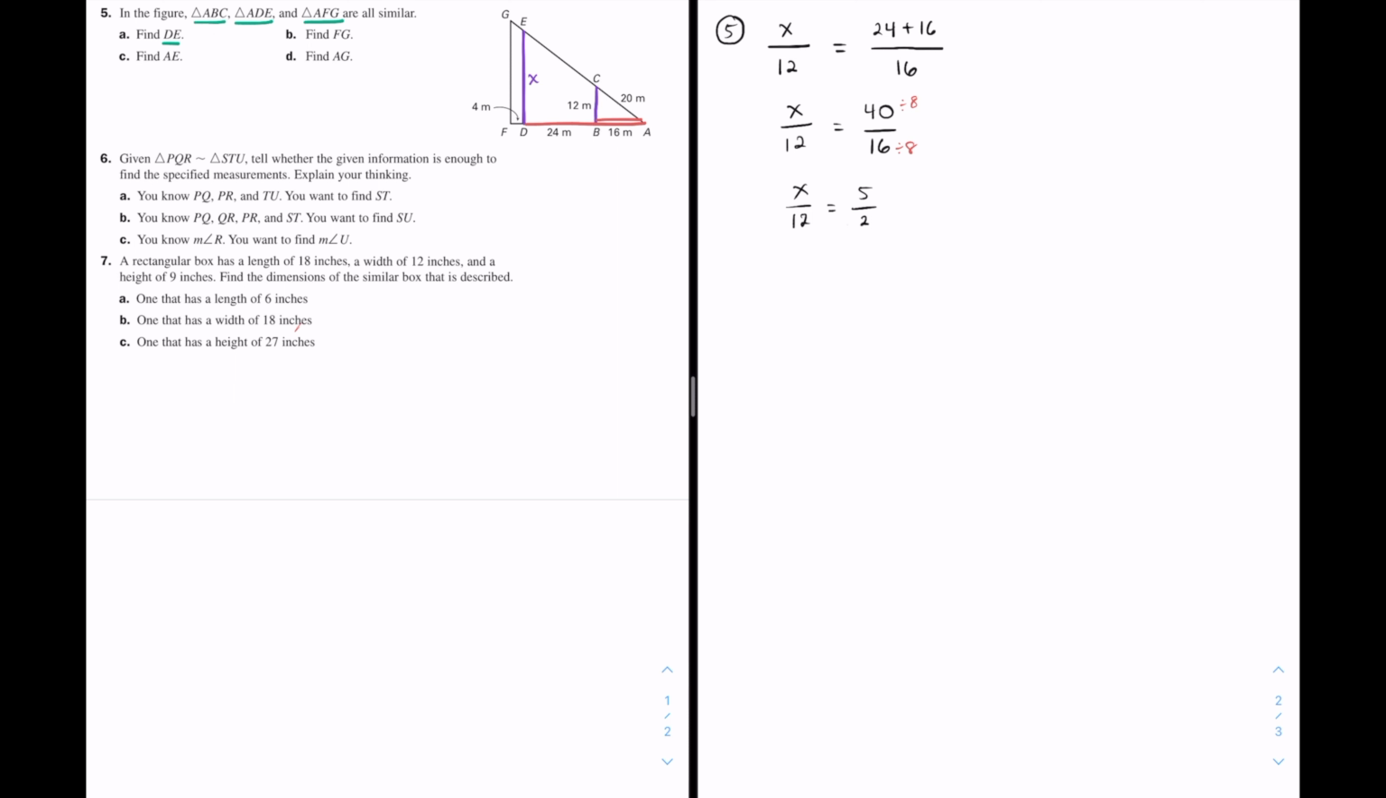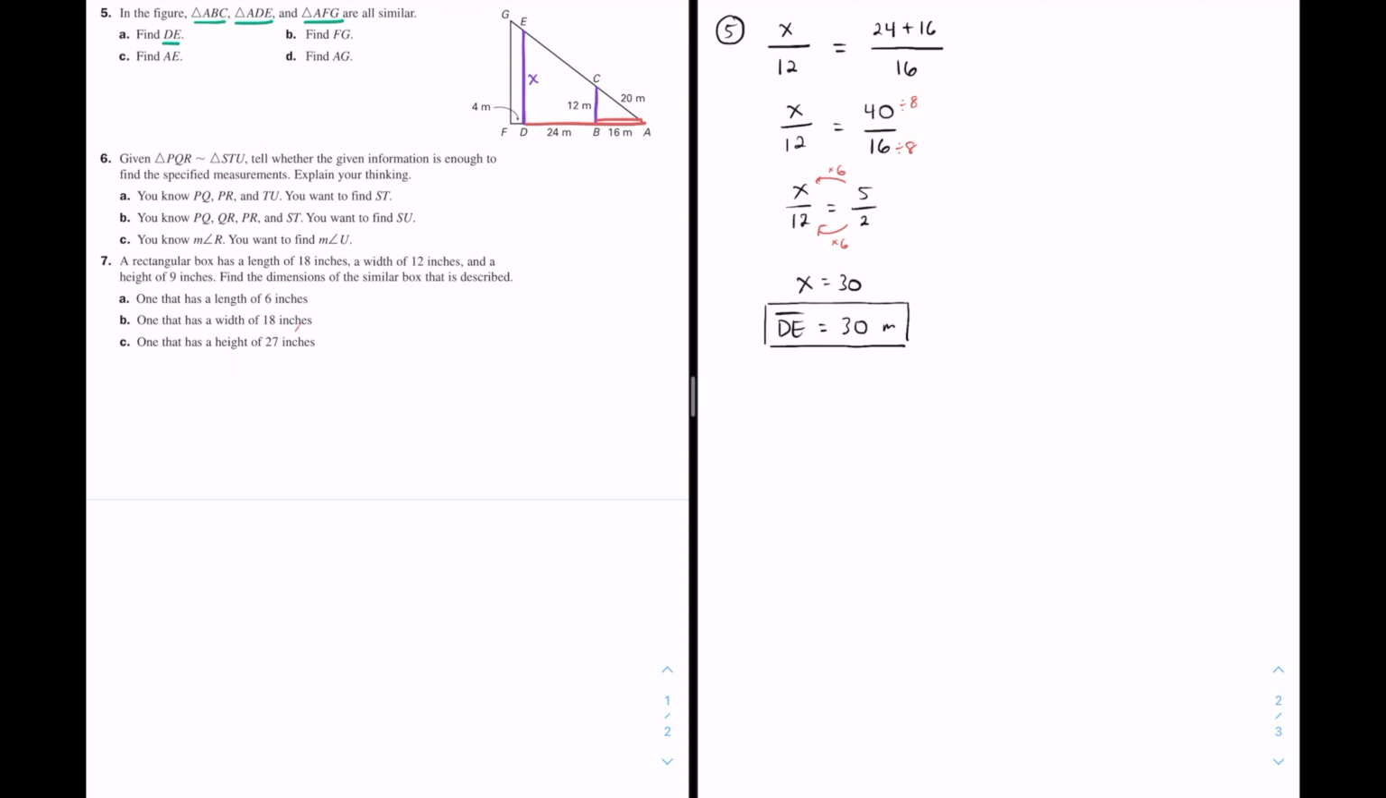And I think if we multiply 2 times 6, that's going to be 12. So then 5 times 6 is going to be X. So X here is going to equal 30. And remember, what did X represent here? It really represented segment DE. So segment DE should be equal to 30 meters.